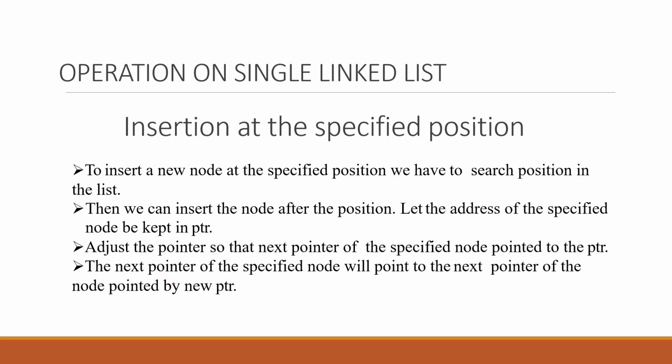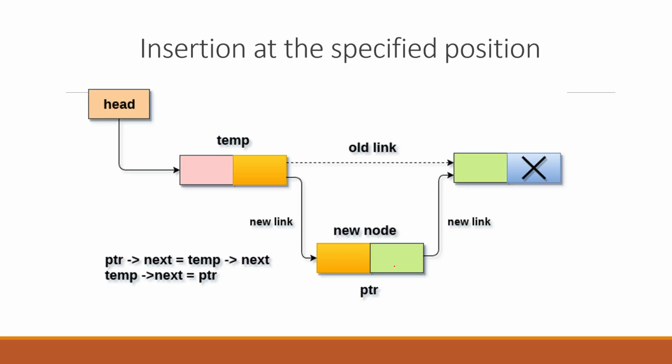Last operation, that is insertion at a specified position. If we want to insert a new node at a specified position, we have to search for the position in a list. Then we can insert the node after the position. Let the address of the specified node be kept in a pointer. Adjust the pointer so that the next pointer of the specified node points to the new pointer. The next pointer of the specified node will point to the next pointer of the node pointed to by the new pointer.